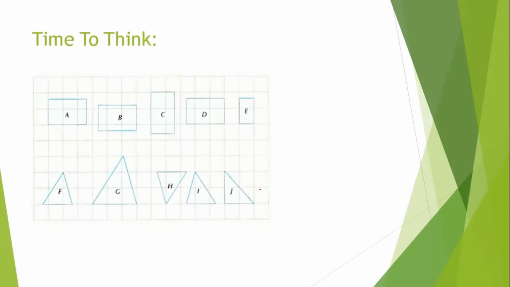Now, while looking at these rectangles A, B, C, D, E, some of them are the congruent ones, and maybe one or two of these are the non-congruent ones. So I would ask you to please pause it a while and maybe write down the answers and see which ones are congruent and which ones are not. Do the same thing for the triangles as well, F, G, H, I, J.